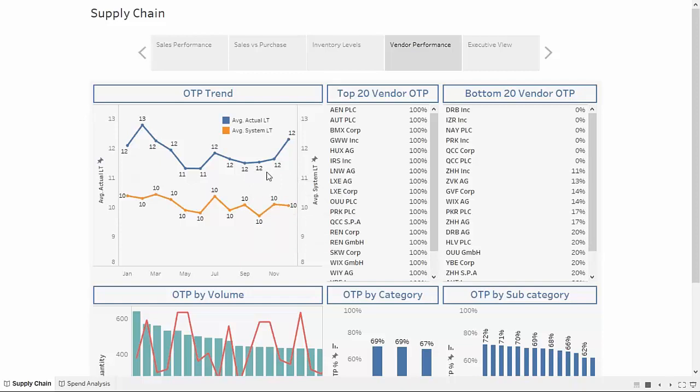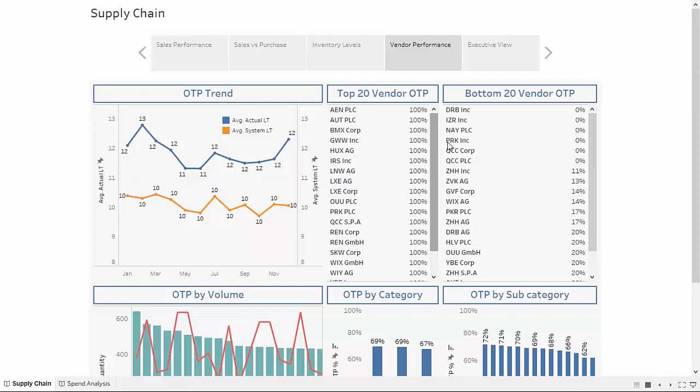Now you can clearly see that there is a gap between what was committed and what has happened. You may want to renegotiate terms with your vendor and tell them that you are going to put some penalty if you are not able to meet the service levels. Similarly, this visualization allows me to see the top vendors who have been on time. Okay, these are great vendors. They are able to provide the product within the committed lead time period. Maybe I would want to buy more products from them.